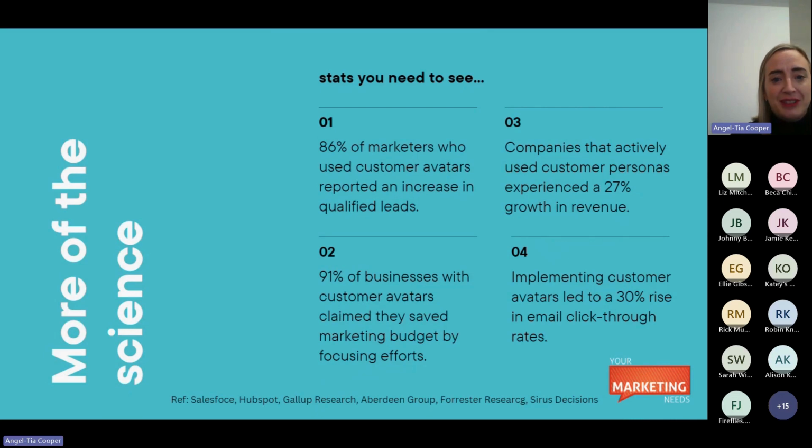Some other stats around this, I do love a stat. 86% of marketers who use avatars reported an increase in qualified leads. Around 91% of businesses with avatars claimed they'd saved on their marketing budgets by focusing their efforts. Companies that actively used customer personas experienced around a 27% growth in revenue, and a 30% rise in email click-throughs. When you're talking to that targeted, specific customer with specific personalized messages, it makes all the difference.